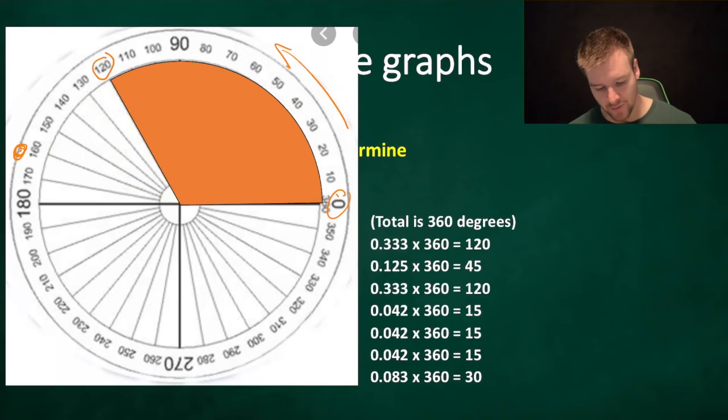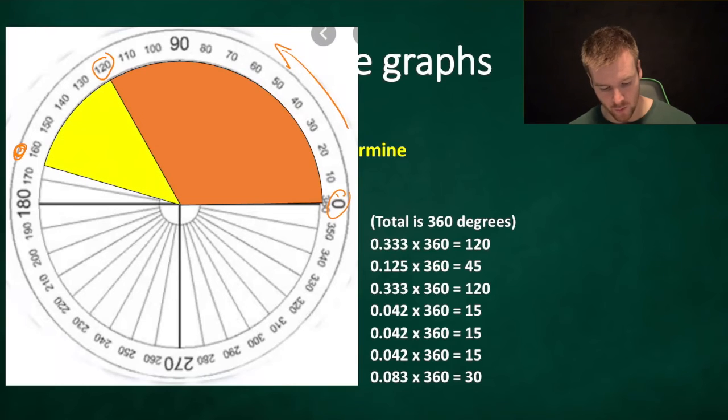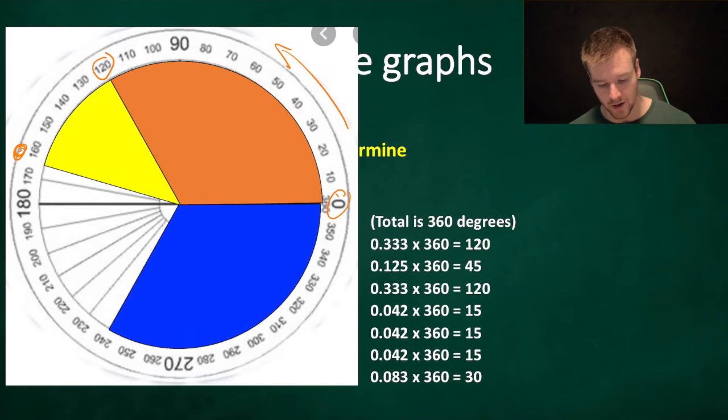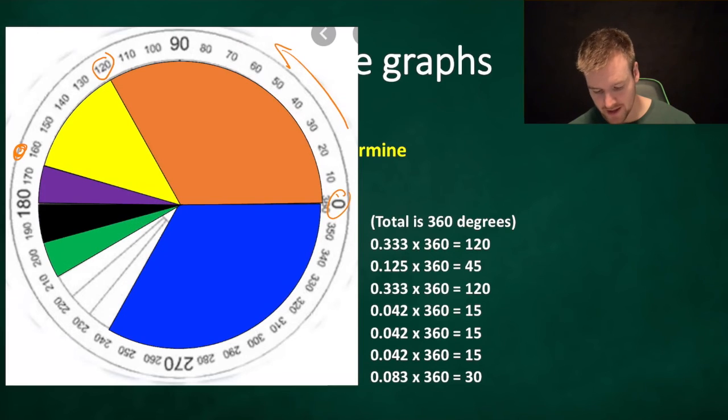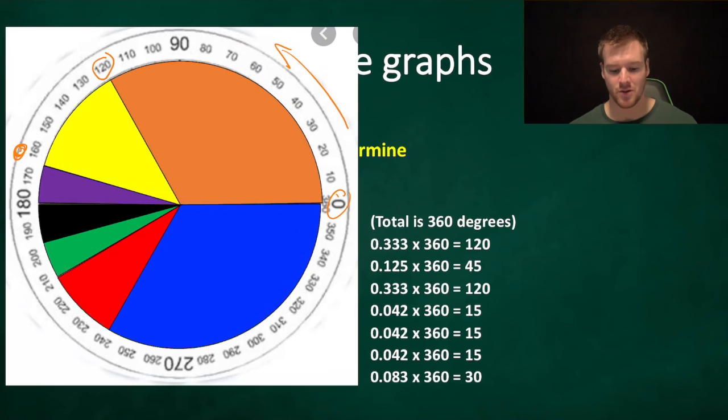Then I'm going to add 45. So I add a 40 and then a half of a line there because each one is 10 degrees. Then I add another 120. I'm going to put it over there. Then I'm going to draw a 15, which is really small, another 15, and that leaves us with 30 for the last one, and that's how we're going to make a pie chart.